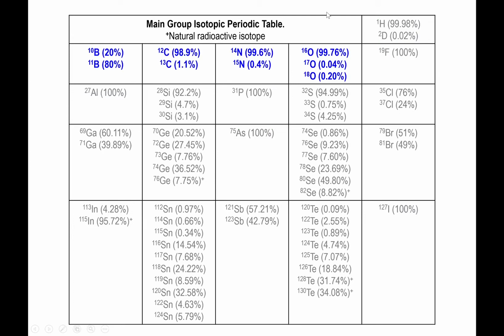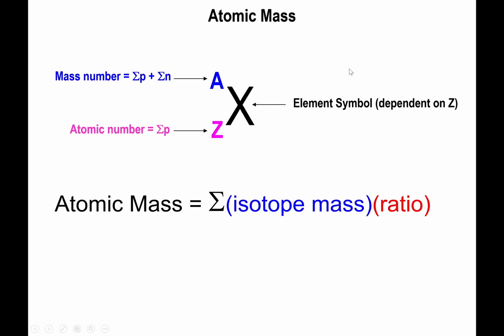But there's other elements where you have two isotopes like boron or carbon, nitrogen. I'll even group oxygen with them because oxygen-17 is very low in abundance. But there's other elements where you have as many as 10 different isotopes that naturally occur in the element.